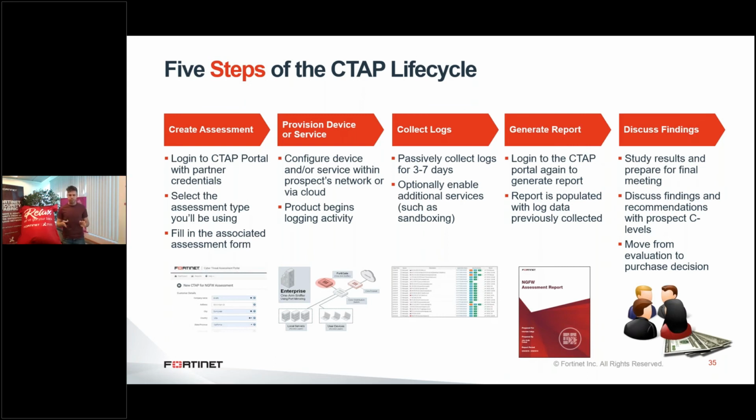Well, this is done in 5 steps. The first step is you create a CTAP assessment within the CTAP portal, ctap.fortinet.com. You can log in with your partner credentials, and there you will have the option to create a CTAP for next generation firewalling, SD-WAN, or for email security with FortiMail. Once you have done this, you will get a configuration file or a VM file from the CTAP portal, which you can use to upload in an existing hardware FortiGate product, or the VM, which you can just upload on an ESXi server, and you can run the VM on your own hardware.